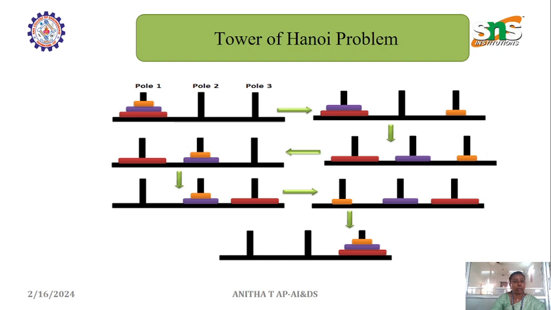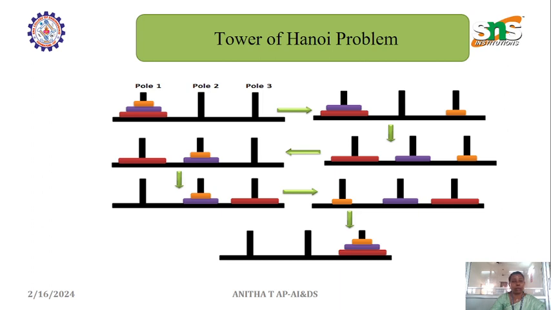Next coming to Tower of Hanoi, this is also one of the state representation problems. We have three poles and three disks attached to a stack. The smallest disk is placed on the top on a rod. The objective of the puzzle is to move the entire stack to another rod, obeying some simple rules.